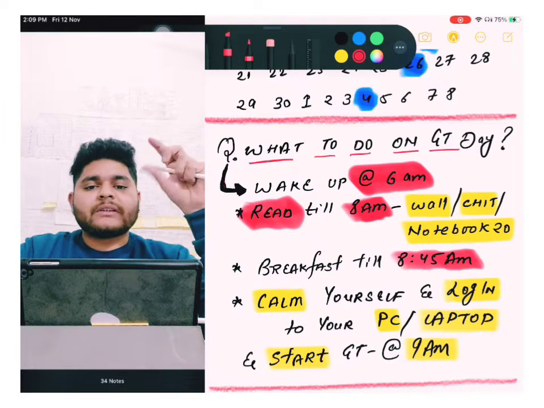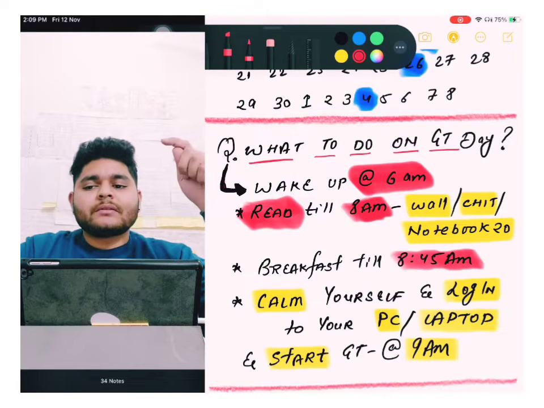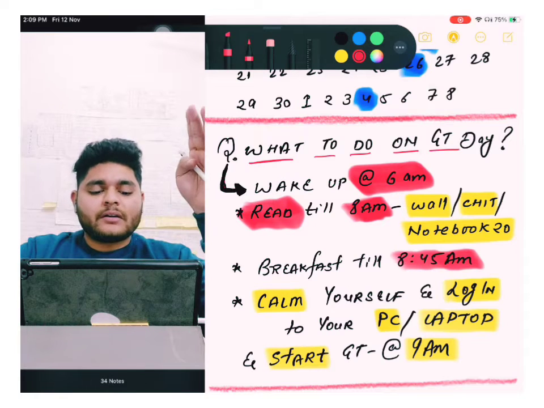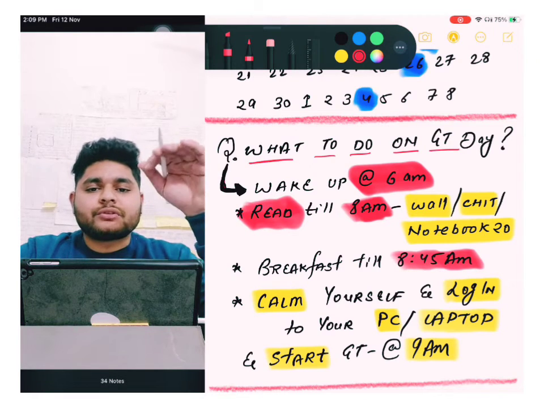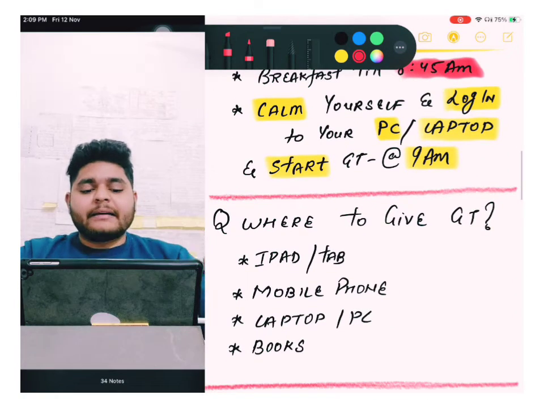After 8:45 a.m., just sit on your chair, put your laptop or PC on the table, and just head down for a while, like for 10 minutes, calm yourself and log into your PC. And at a sharp 9 a.m. you should start your grand test. That is what you should do before 9 a.m.